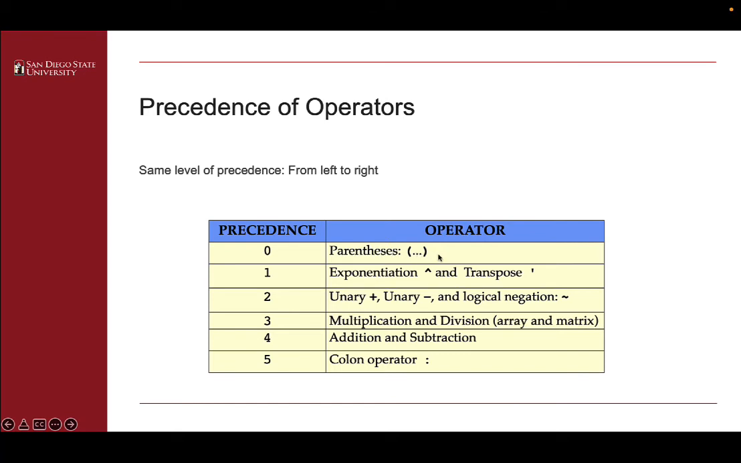First, the parentheses. Second, exponentiation and transpose operators. And then unary signs, which are the positive and negative signs, and logical negation. We didn't see that. And after that, we have multiplication and division. These are before the addition and subtraction, like in math. And at the end of these operators, we have the colon operator. Let's look at that in Matlab.